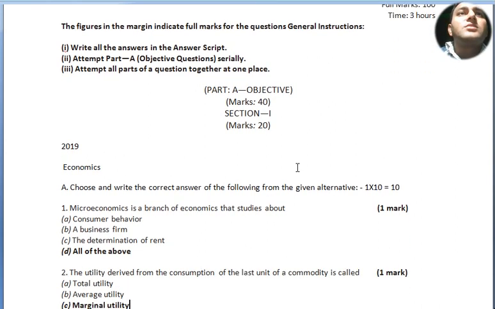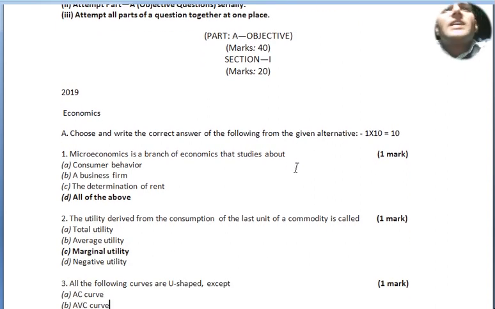MCQs. A. Choose and write the correct answer from the given alternatives: 1 into 10 equals 10 marks. Question 1. Microeconomics is the branch of economics that studies consumer behavior, a business firm, the determination of rent, or all of the above. Here the answer is all of the above. Question number 2. The utility derived from the consumption of the last unit of a commodity is called total utility, average utility, marginal utility, or negative utility. Marginal utility is the answer.